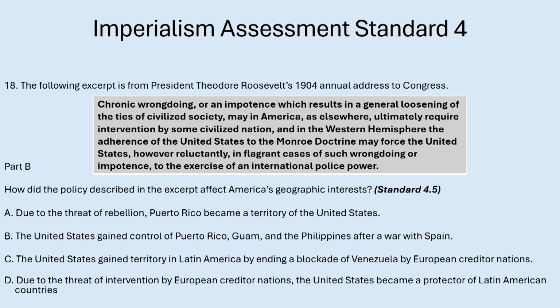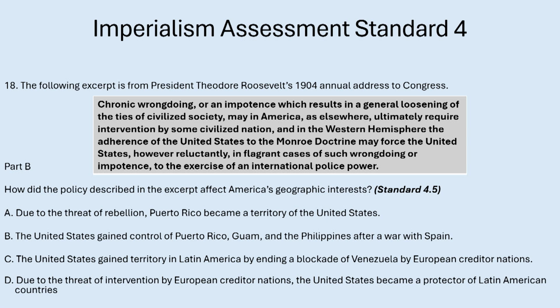And part B says, how did this policy described in the excerpt affect America's geographic interests? Due to the threat of rebellion, Puerto Rico became a territory of the United States? Nope, that's because of the Spanish-American War. Once again, straight from your fact list. The United States gained control of Puerto Rico, Guam, and the Philippines after a war with Spain. The United States gained territory in Latin America by ending a blockade of Venezuela by European creditor nations. Due to the threat of intervention by European creditor nations, the United States became a protector of Latin American countries.